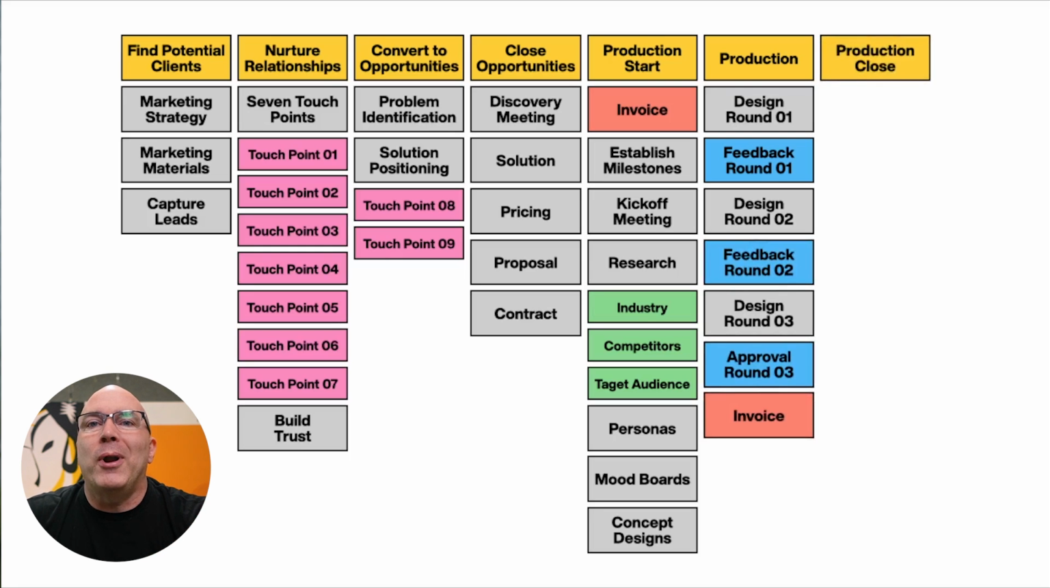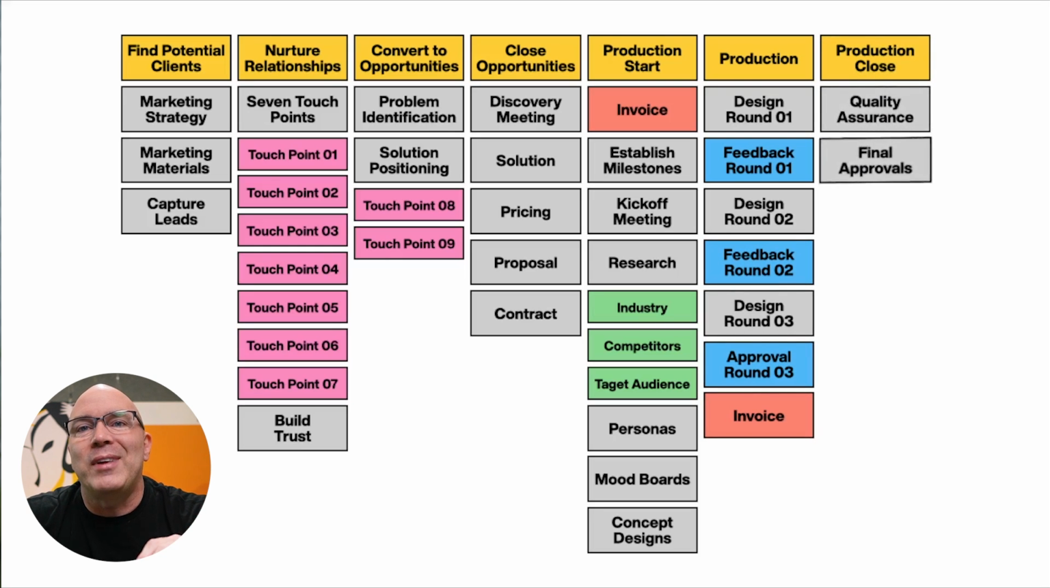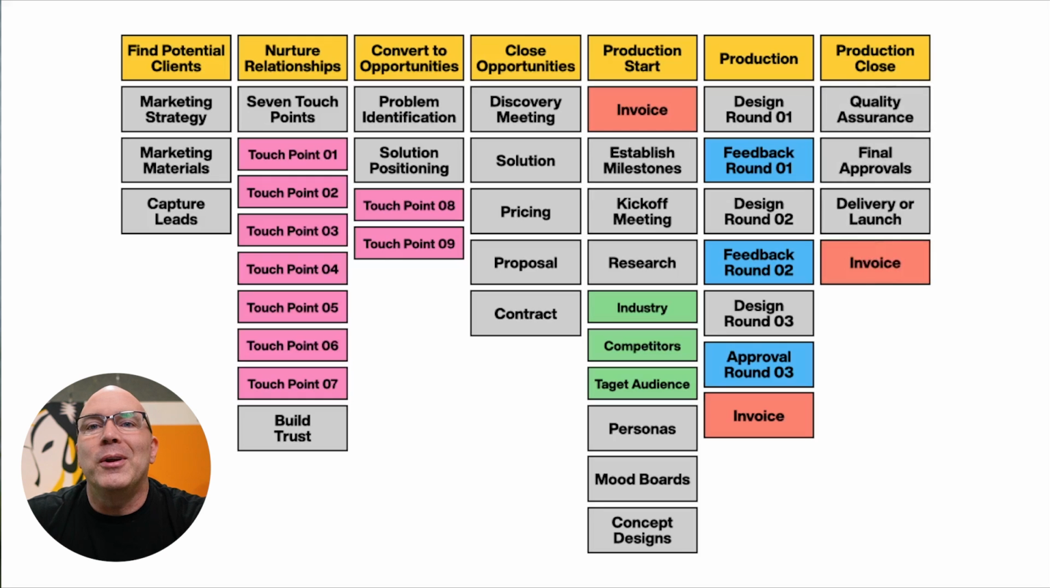And then we're gonna close production, where we have quality assurance testing, final approvals from the client, delivery or launch of the product. We're gonna send another invoice. And we're gonna do a post-mortem with the client. There's so much that goes into this creative project. And then when we're done with all this, we're just gonna go and repeat the entire cycle for every single client, every single project. And if you don't have a way that you're managing this from a global view standpoint, it can get so chaotic and stressful.